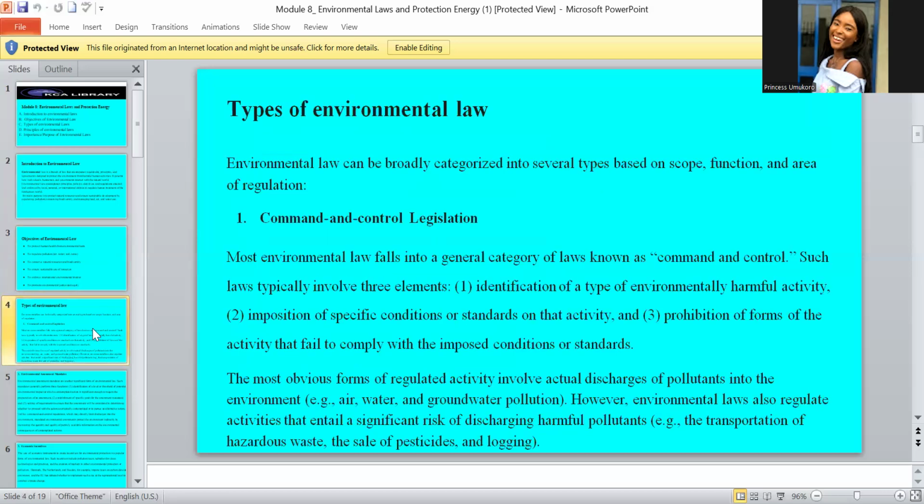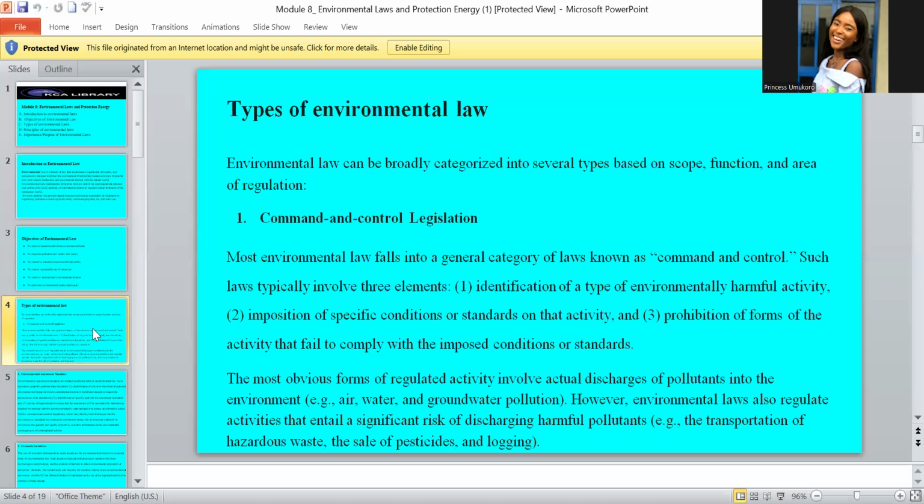What are the types of environmental law? They can be broadly categorized into several types based on their scope, function, and area of regulation. So we have command and control legislation. Most environmental laws fall into a general category of laws known as command and control.